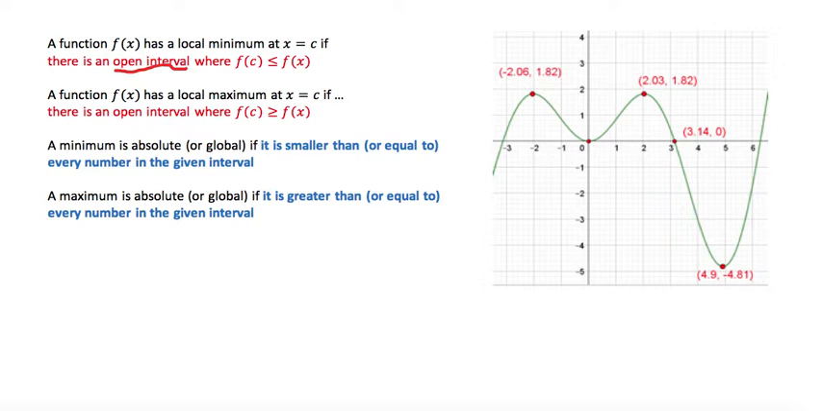So for an example here, if we look on this graph, at this point we see that this point is smaller than every other point. So c here would be 4.9. And so at this location, f of 4.9, which is negative 4.81, but we can see that f of 4.9 is less than or equal to f of x, all other points of x. Okay, so this is what we can say is at least a local minimum.